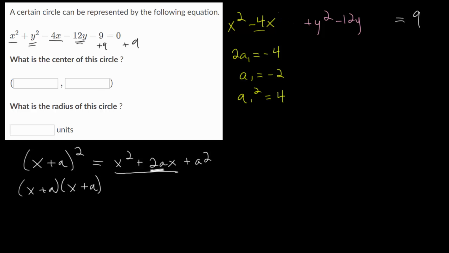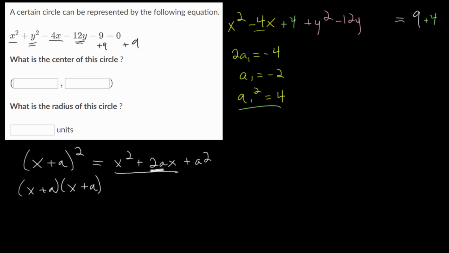So if we add 4, let me do this in green, if we add 4 to each side, then this expression here can be rewritten as a perfect square. And that will be the first step in the process to changing this to the standard equation of a circle.